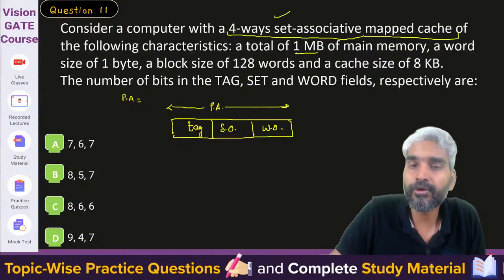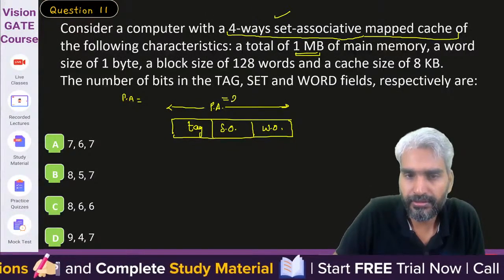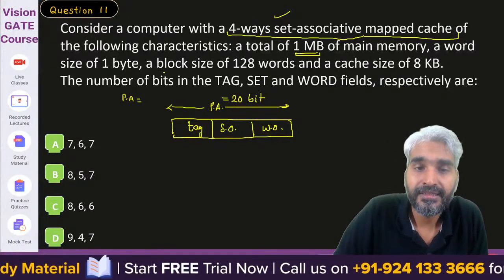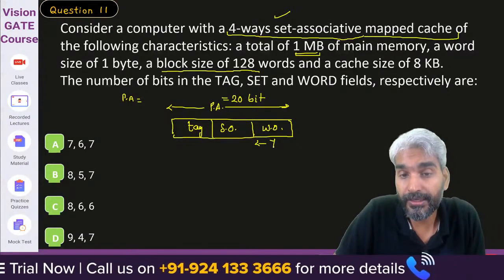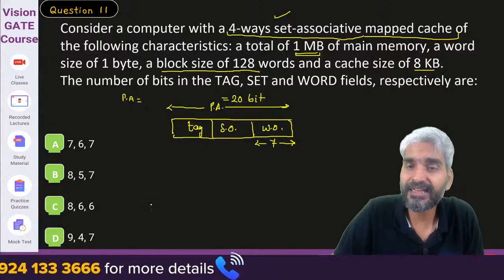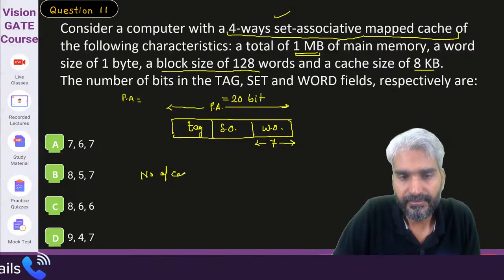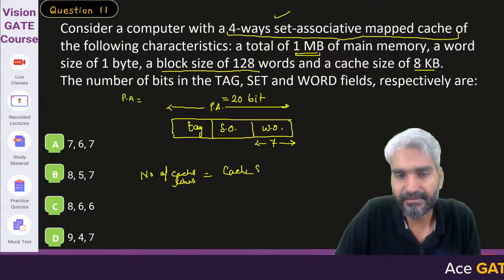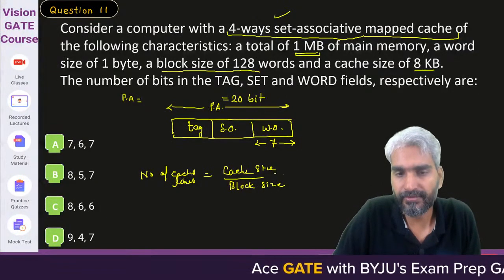So there is a memory of 1 megabyte, word size of 1 byte, that's fine. Therefore, it will be a 20-bit physical address. Out of those 20 bits, the block size is 128 words. To identify one word out of 128, word offset will require 7 bits. Now the cache size is 8 kilobytes. So what will be the number of cache lines? Number of cache lines will be cache size divided by block size.